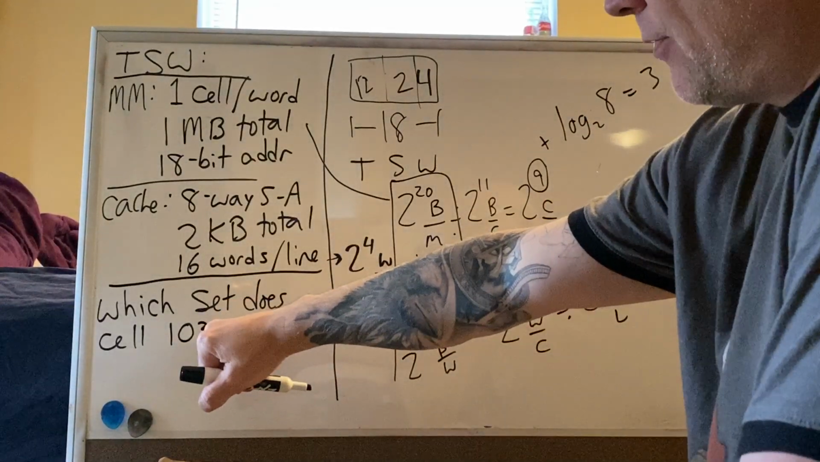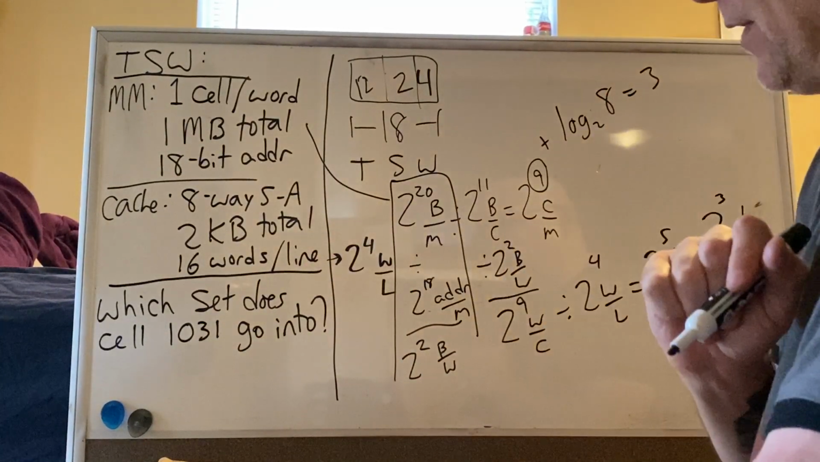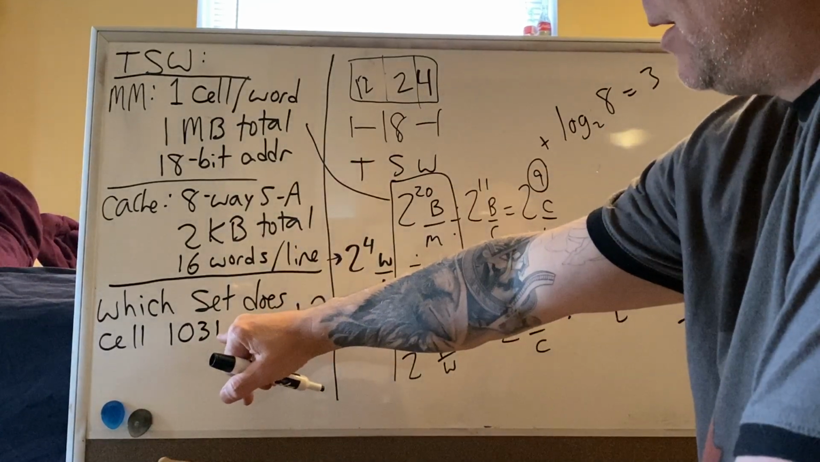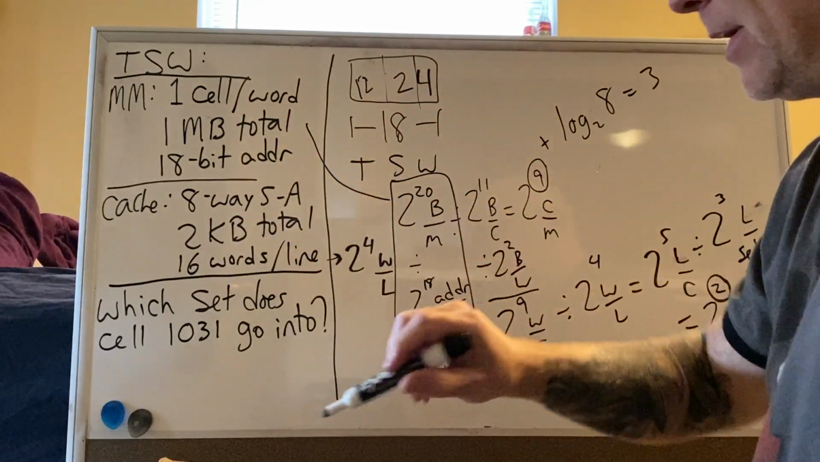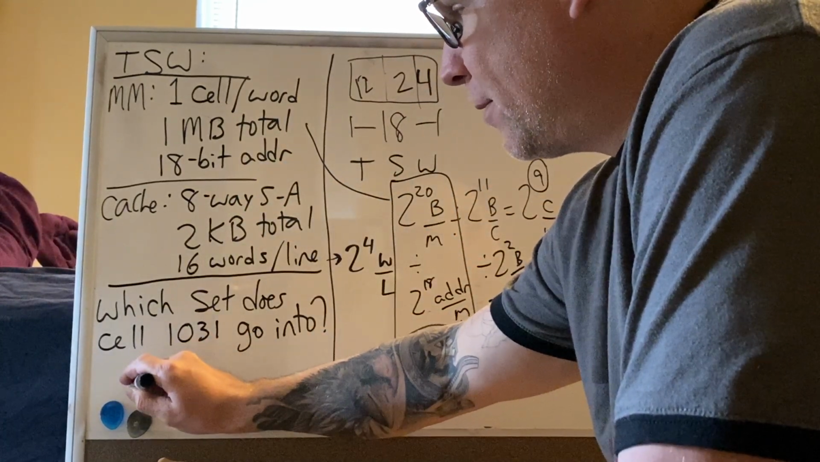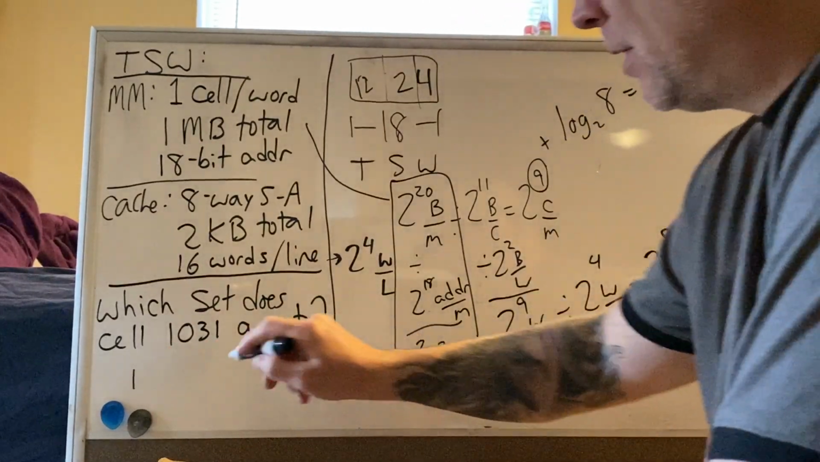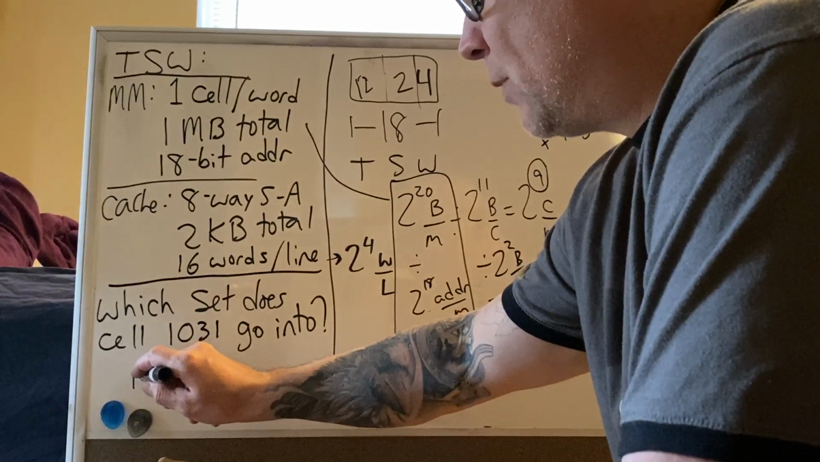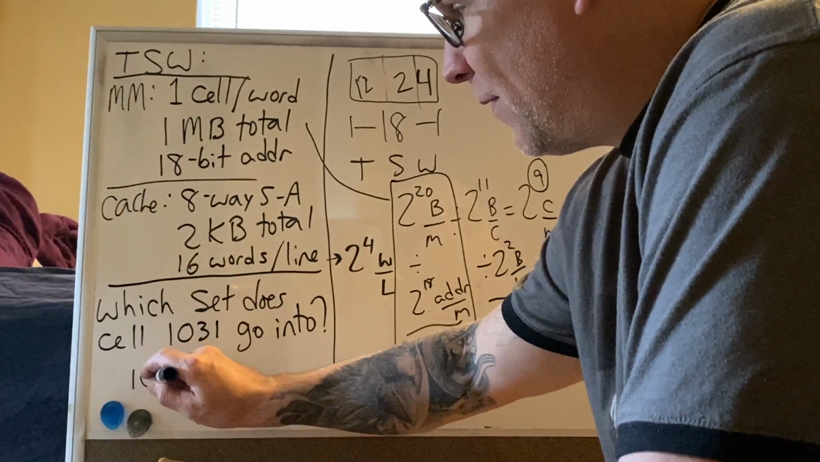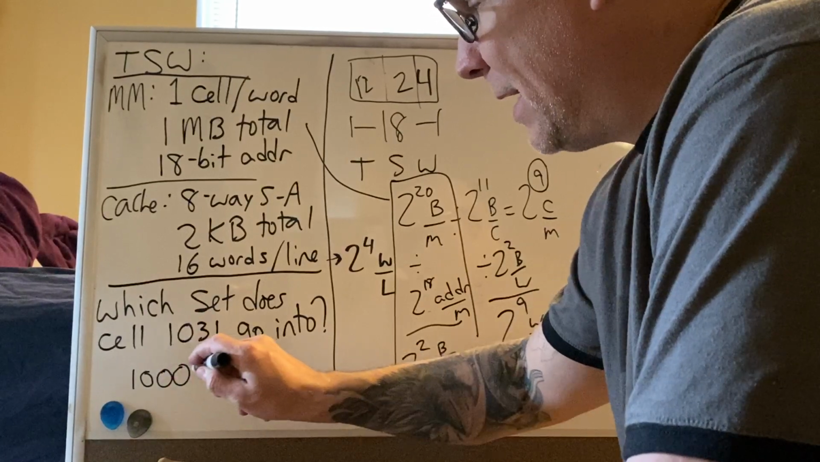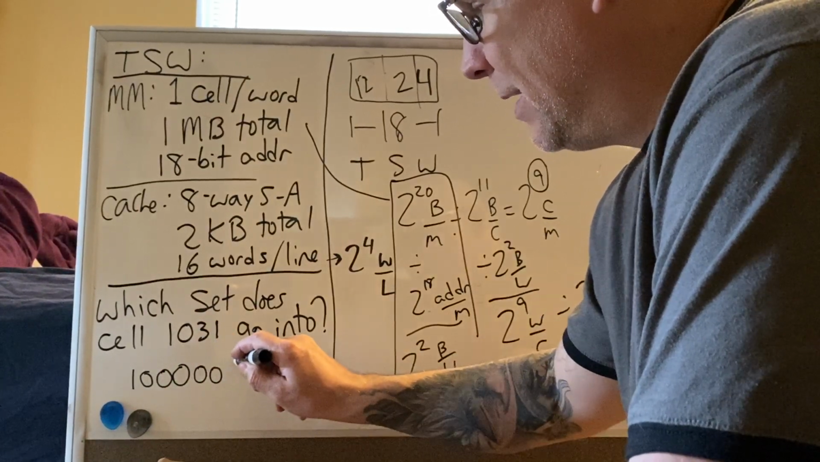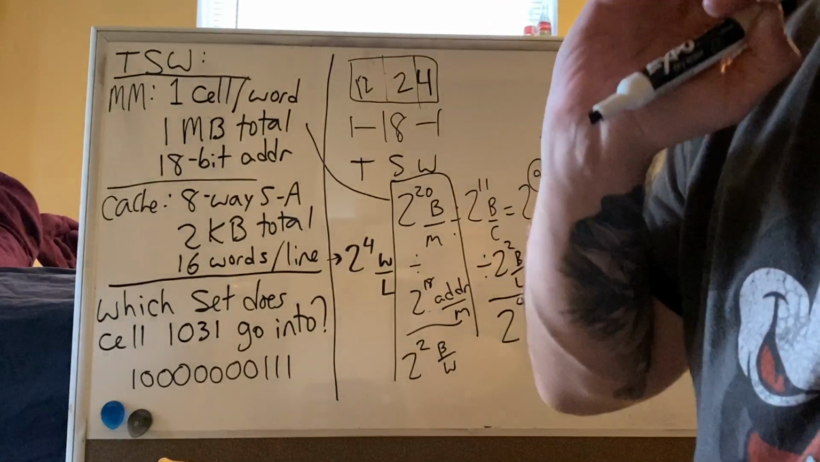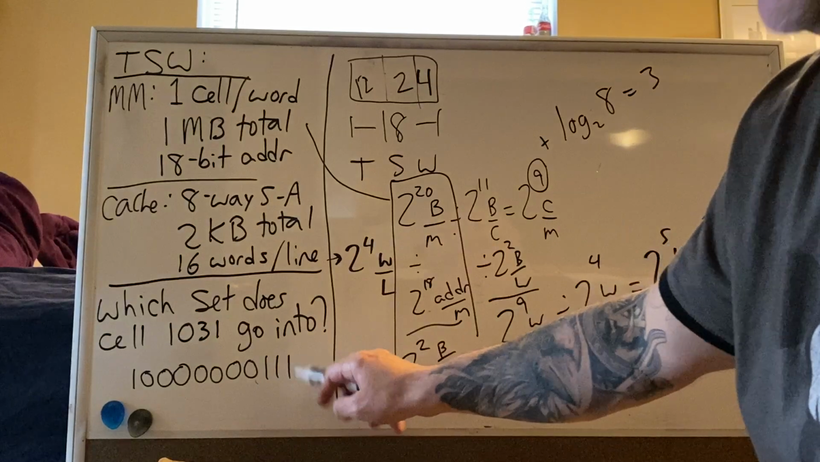Which set does cell 1031 go into? Well, there's a bunch of ways of figuring this out. I could write 1031 in binary. Let's try that. That's 1024 plus 7. So that's 2 to the 10, 1024, there's one of those. No 512, 256, 128, 64, 32, 16, or 8. But there is a 4, a 2, and a 1. This is 1024 plus 4 plus 2 plus 1 is 1031.